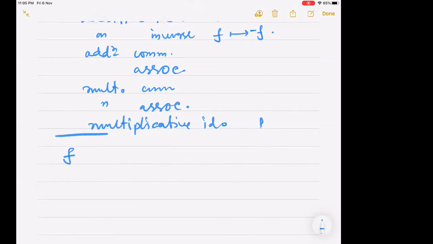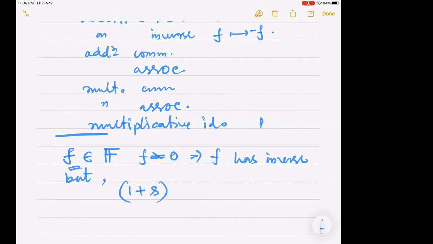but there is not necessarily a multiplicative inverse, because say if there is a polynomial f such that f is from the field, that is just a constant, and f is also not equal to 0, then f has an inverse. But if it's not a constant, then it doesn't have an inverse. Like for example, think of 1 plus s. Its inverse is not a polynomial. You may argue that no, there is a formal power series, but that's a power series, that's not a polynomial.